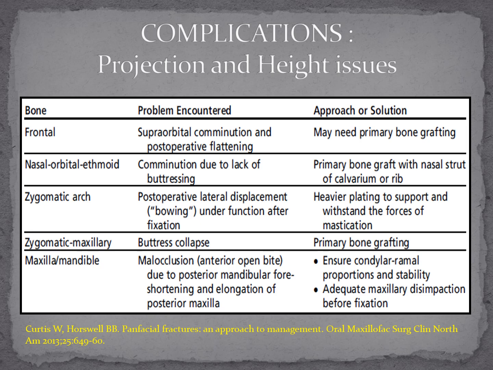So what are the various complications that can be associated with facial fractures? As we said, a loss of projection and height issues are one of the most complicated areas. So let's talk about the frontal bone. If there is a supraorbital communication and postoperative flattening, it may need a primary bone grafting. Otherwise, the area may not be amenable for repair.